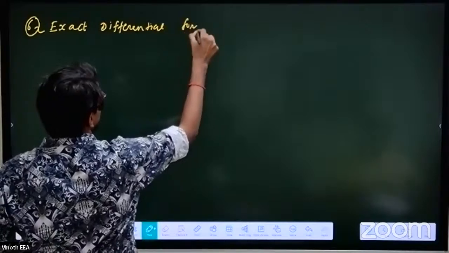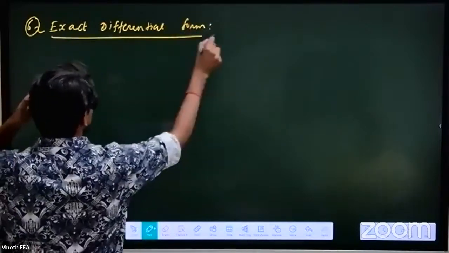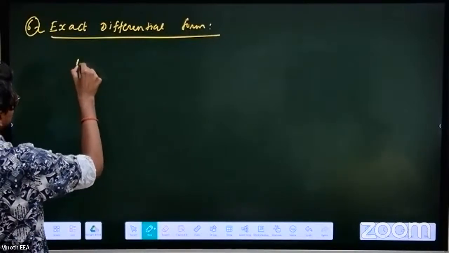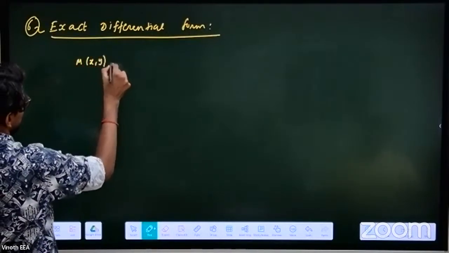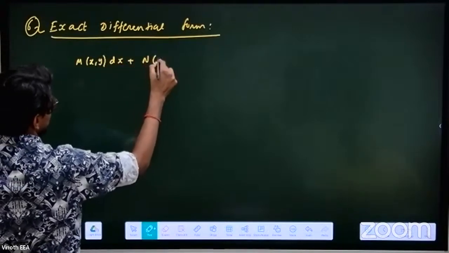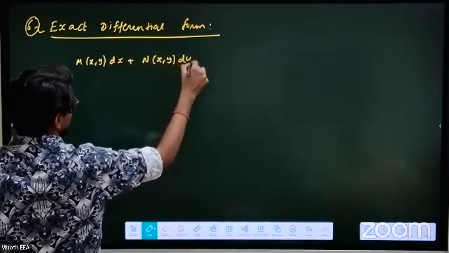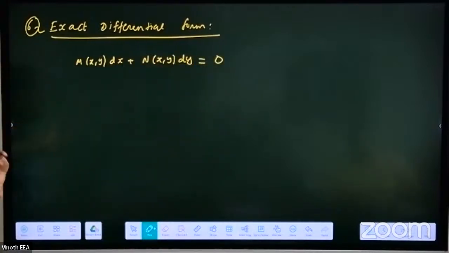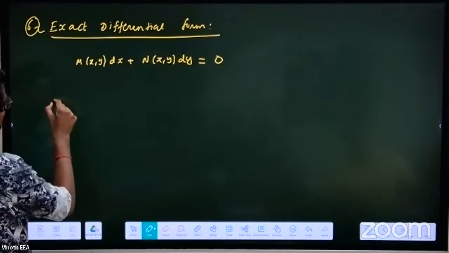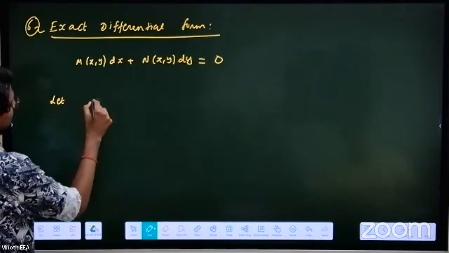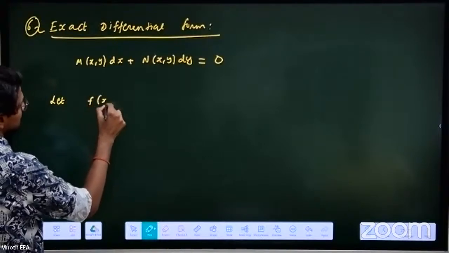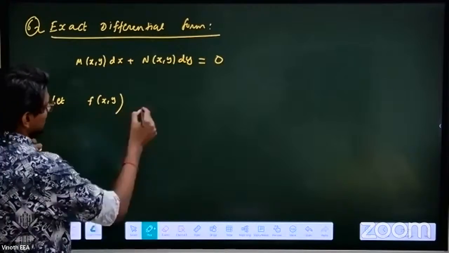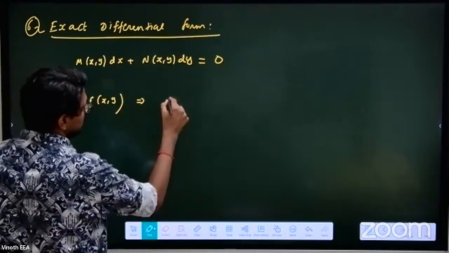Exact differential form. See, let us suppose we take an equation like this: m of x comma y dx plus n of x comma y dy equal to 0. I'm taking a differential equation like this, and let me take a function f, which is a function of x comma y. Some function of x comma y, and how do we find its total derivative?